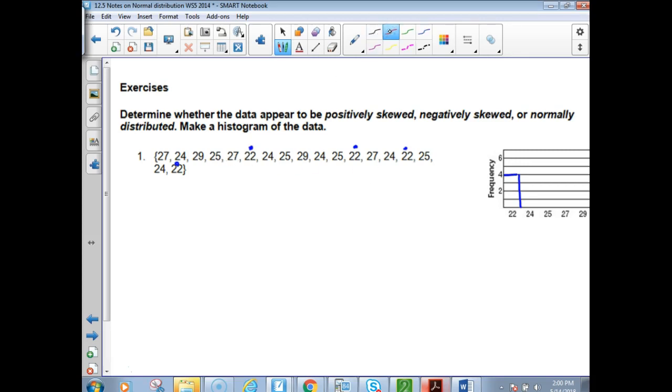And then I'll go for the next number, 24. 1, 2, 3, 4, 5 24s. So I made a bar for that. You don't have to shade them in if you feel like it. You can, but whatever. For 25, and I'm lucky I got a bunch of colors, we got 25 once, twice, 3, 4. Did I miss any? 4 of them?